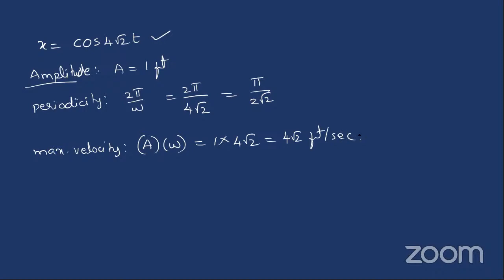So this is how you can calculate displacement at any time t, as well as these three conditions. That's how you can solve any problem in a mass spring system.